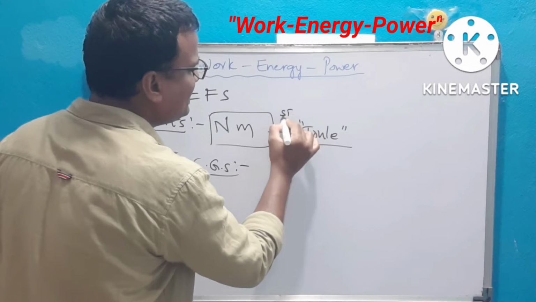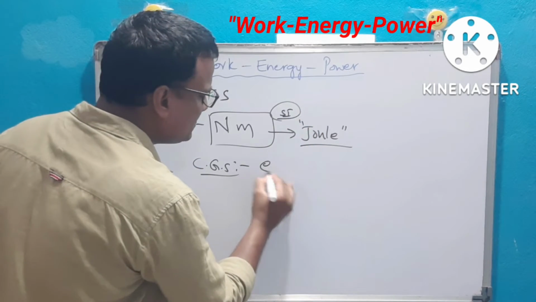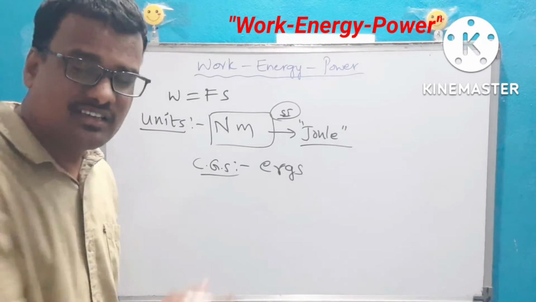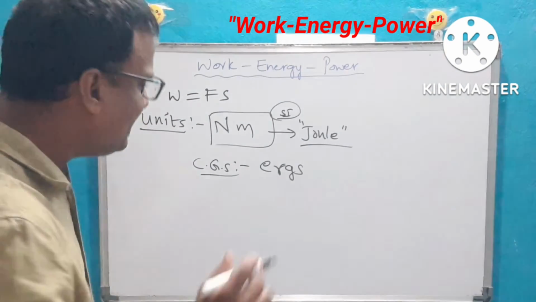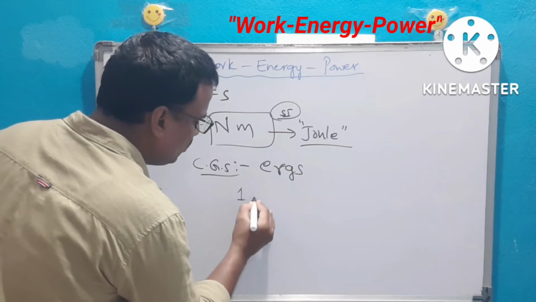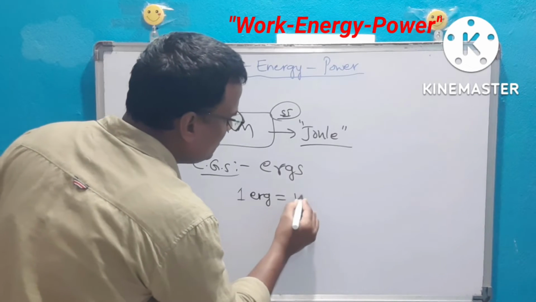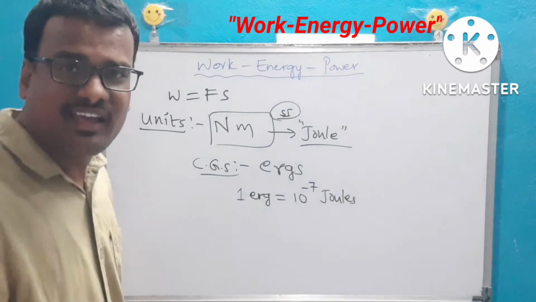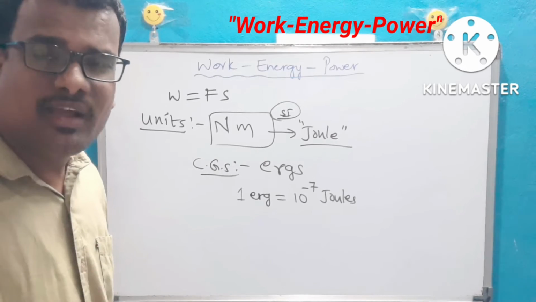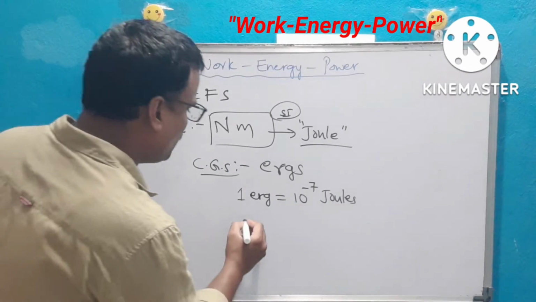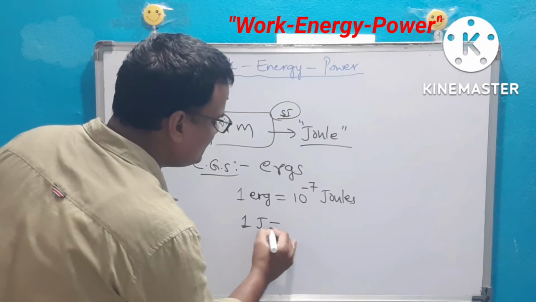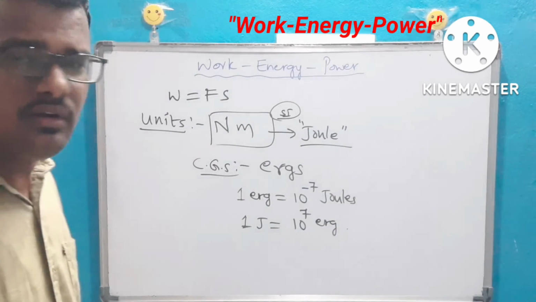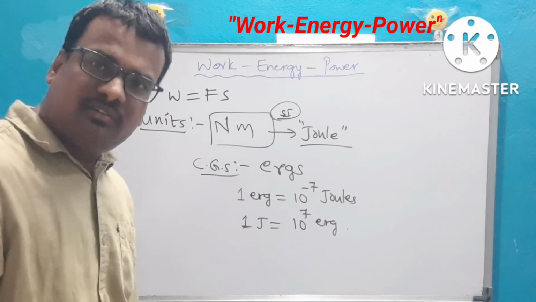Okay. So these are the SI units. Now what are the CGS units? CGS units are ergs. SI units are joules and CGS units are ergs. So one erg is equal to 10 to the power of minus 7 joules, or one joule is equal to 10 to the power of 7 ergs.